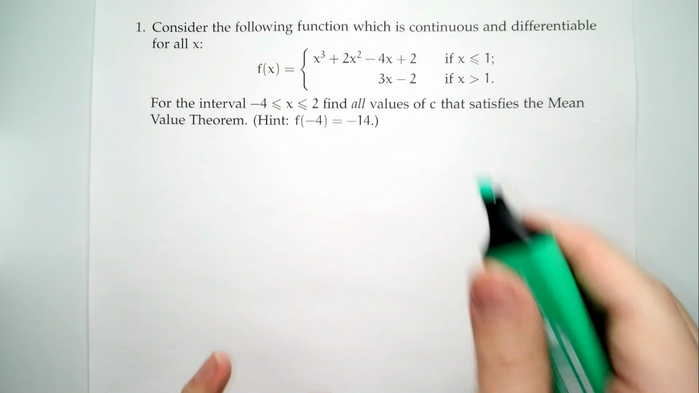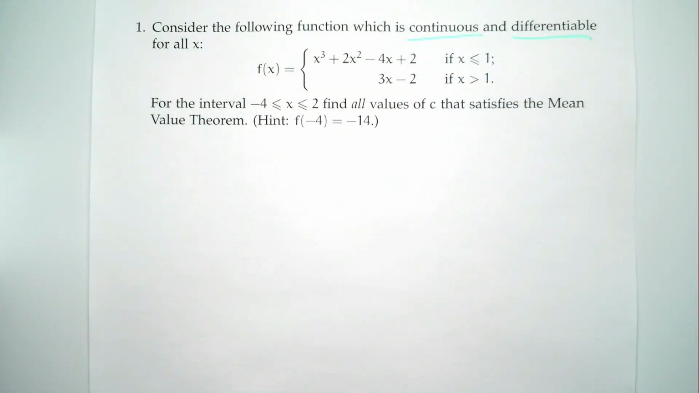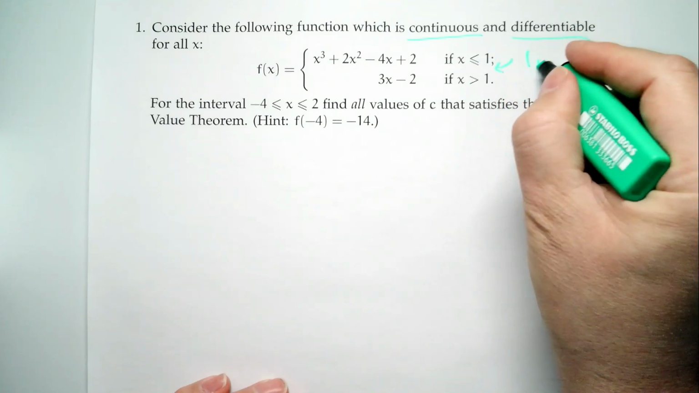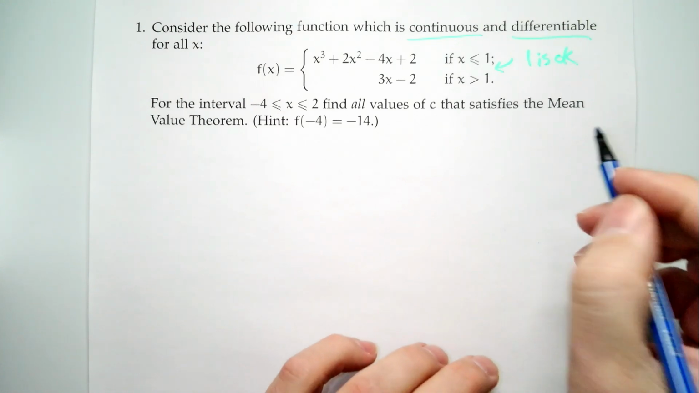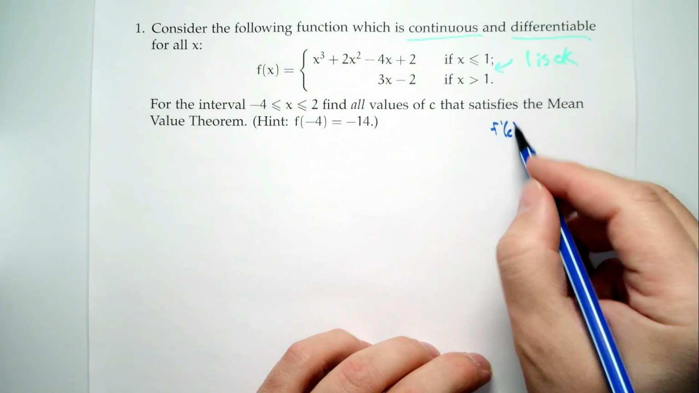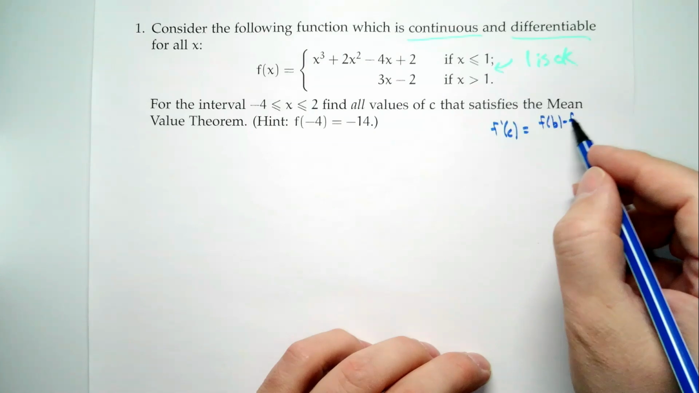Now we are told that it is continuous and differentiable for all x, which means we can apply the mean value theorem. And in particular, 1 is okay. In other words, there's really no problem for number 1. So it's smooth. All right. So what does the mean value theorem say? Well, it's always good to remind ourselves. It says that the instantaneous rate of change is equal to the average rate of change.